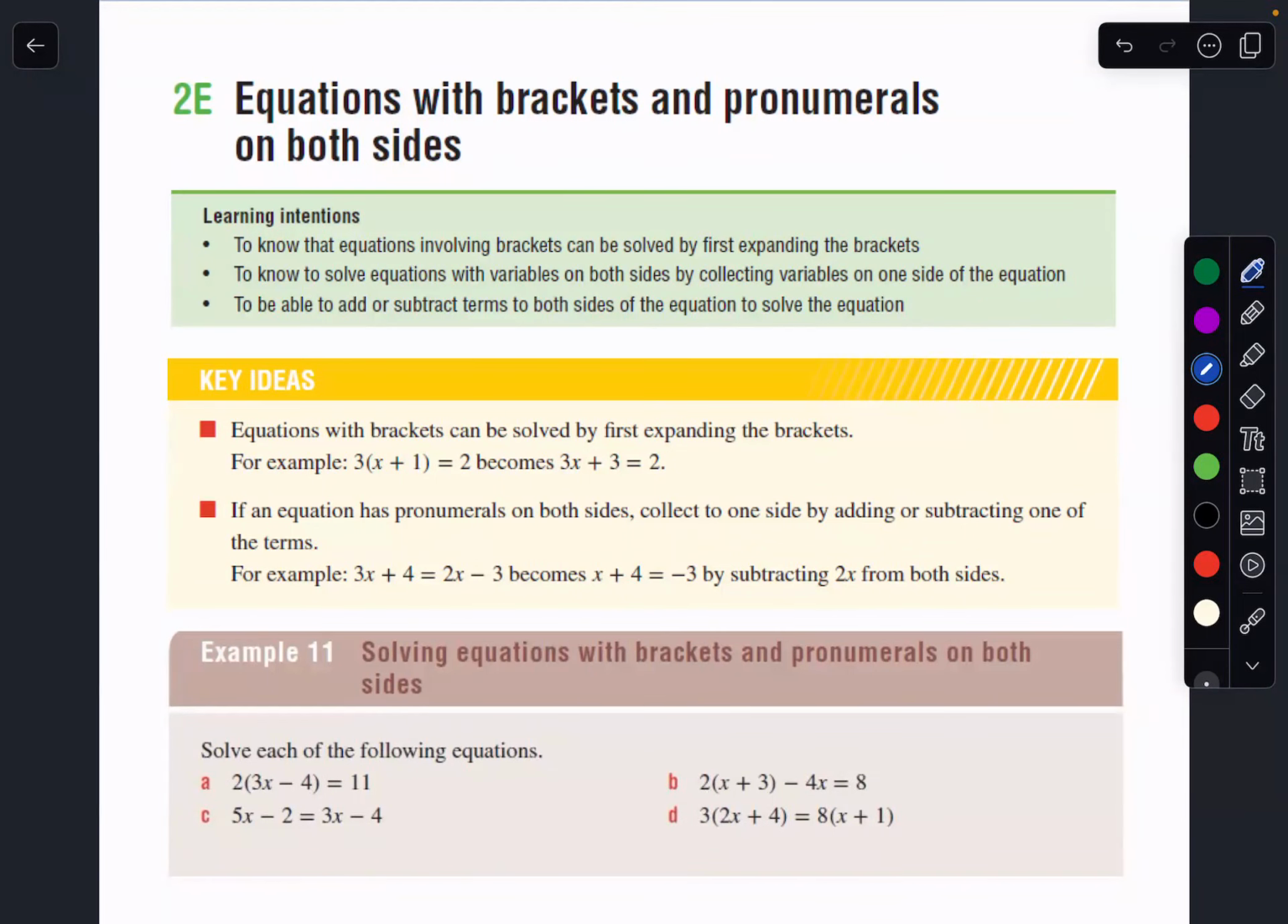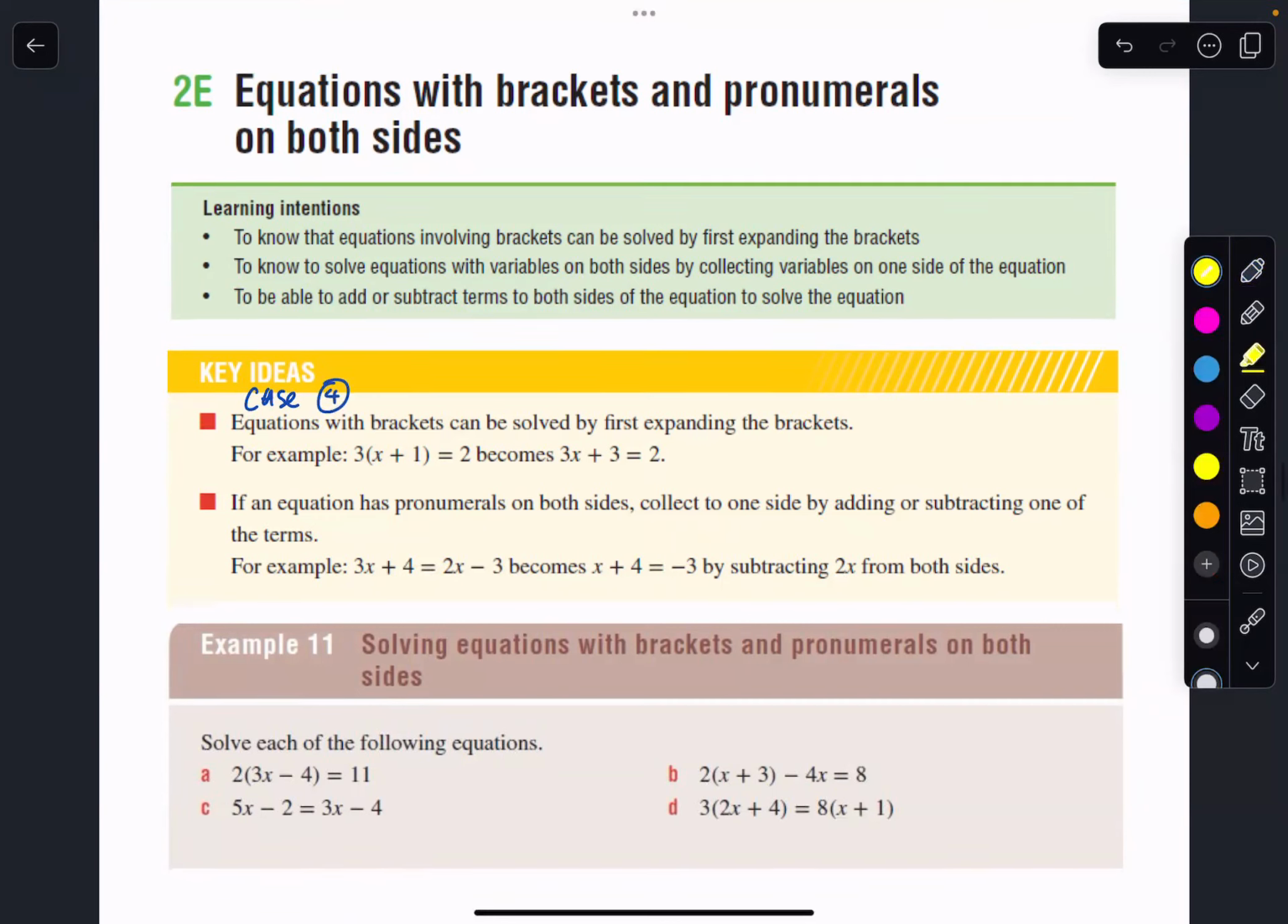So let's have a look at the first one. That is our case 4. Case 4 is the equation with bracket. When you see something like this, 3 brackets x plus 1 equals 2, we're going to solve it by first expanding the bracket. Can you please write this one down on your booklet? After you break the bracket, you can see that we get 3x plus 3 equals 2, which is exactly case 1 that we learned before.